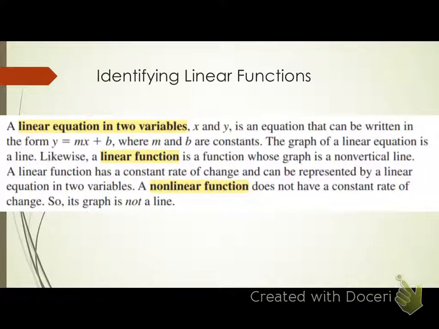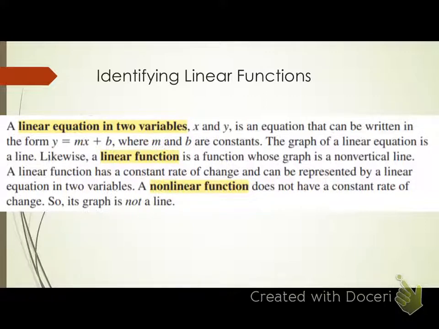A linear function has a constant rate of change. Does anyone know another word for rate of change? Starts with an S. Slope. Another word for rate of change is slope. So a linear function has a constant rate of change, a constant slope. That means to get from one point to the next, I'm doing rise over run, and to get from that point to the next point, I've got the same rise over run. So between all my points, I have the same rise over run each time. It's increasing or decreasing by the same amount each time.